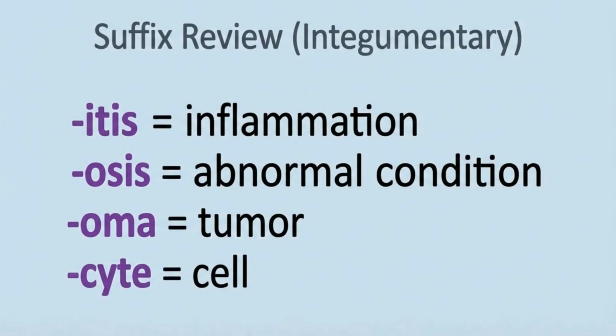The suffix osis, meaning abnormal condition, is used in keratosis, describing an abnormal condition involving keratinized tissue. The suffix oma, meaning tumor or mass, is found in melanoma, a tumor arising from pigment-producing cells. The suffix cyte, meaning cell, appears in melanocyte, which is a cell responsible for producing the pigment melanin in the skin. As you learn suffixes, notice how they often describe conditions, diseases, or cell types related to the integumentary system.